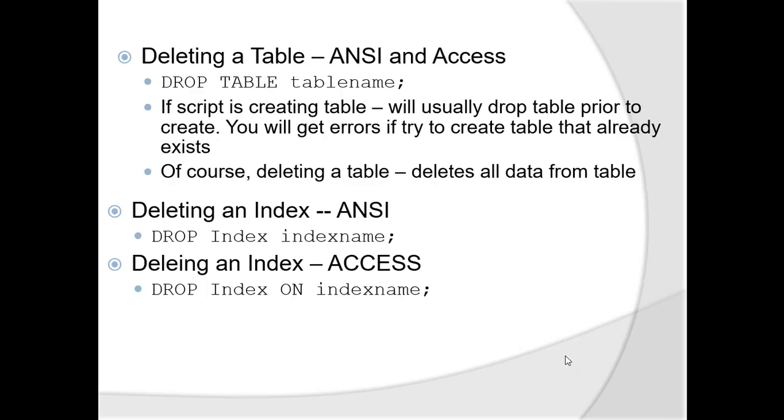To delete a table or an index, you're going to use the keyword drop, table or index, followed by the table name or that index name that you just made up when you were creating the index. Notice that in Access, it's a little bit different than ANSI. You're going to use drop index on the index name.